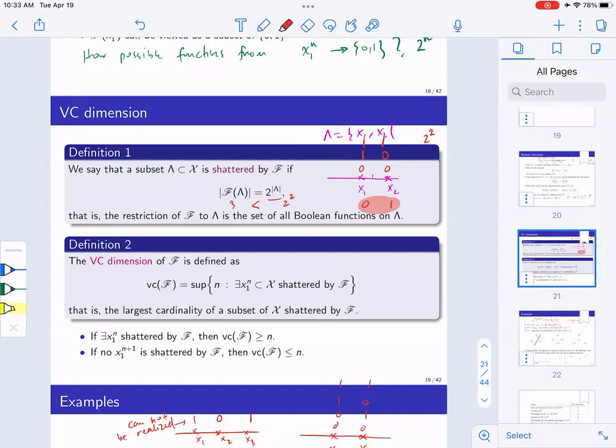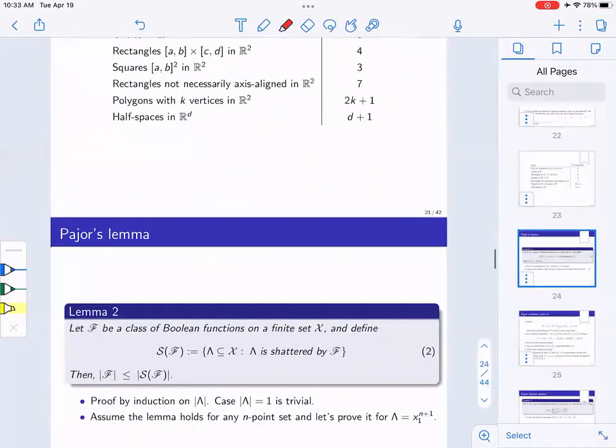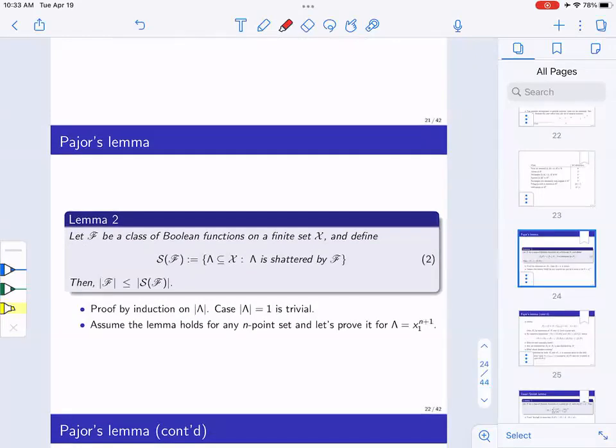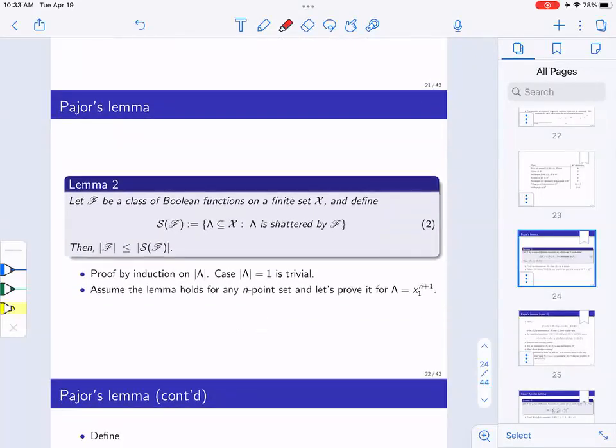That's the main force behind the VC dimension. Once the VC dimension is finite, these restricted classes grow polynomially in the number of points, not exponentially. So we want to prove that. The result is called the Sauer-Shelah lemma, but it follows immediately from this other lemma, which is Pajor's lemma. The presentation that I have here is from HDP, the High Dimensional Probability book, if you're interested. So let F be a class of Boolean functions on a finite set X, and define S(F) to be the set of all subsets of X that can be shattered by F. Then the lemma says the cardinality of F is at most the cardinality of S(F). So the number of functions in the class is at most the number of sets that can be shattered by F.